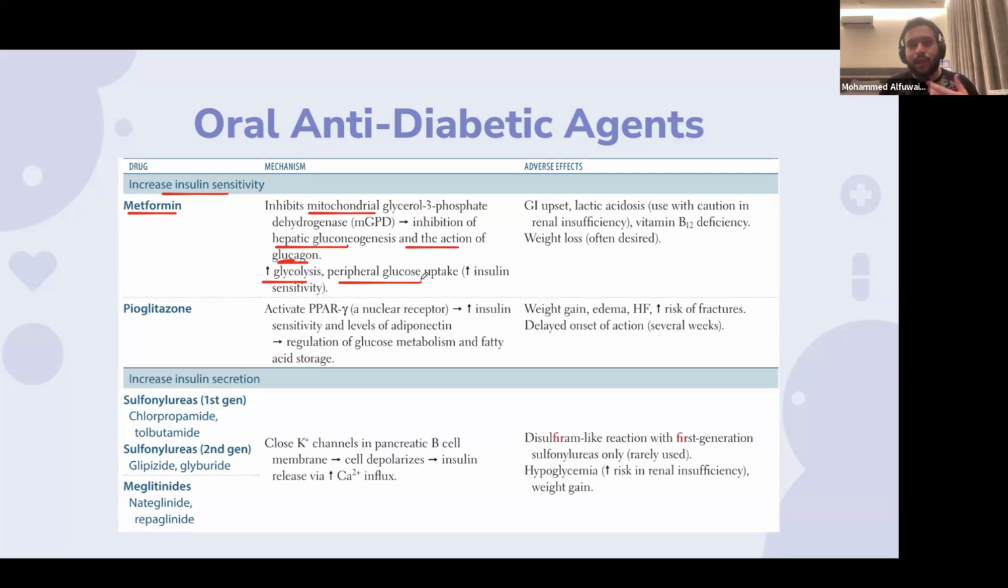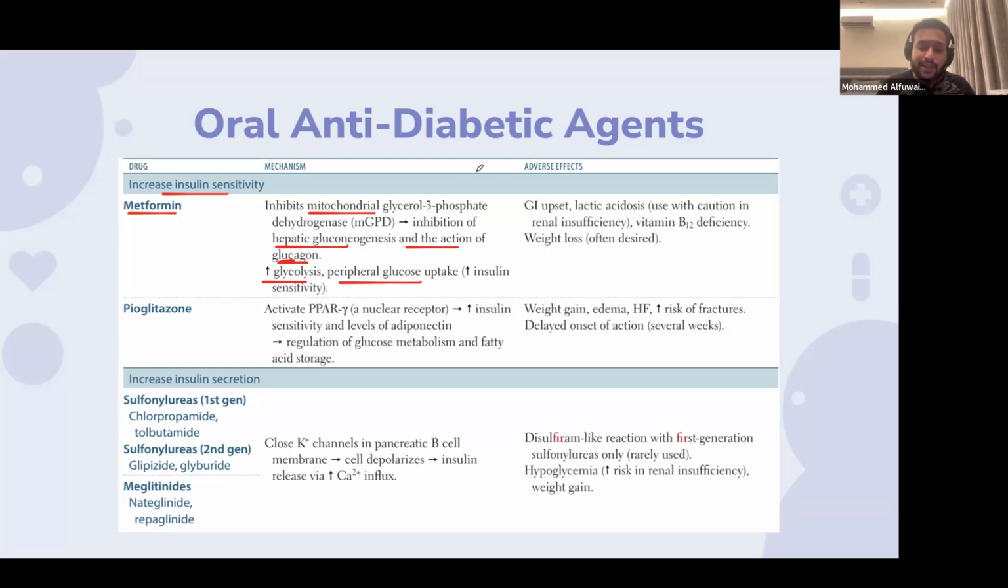Okay, and that's what usually brings back the patient. Oh, I have GI upset. I can't take this medication anymore. Okay, the most important side effect is lactic acidosis, and this is important in patients with renal insufficiency. Okay, so that's it for metformin.